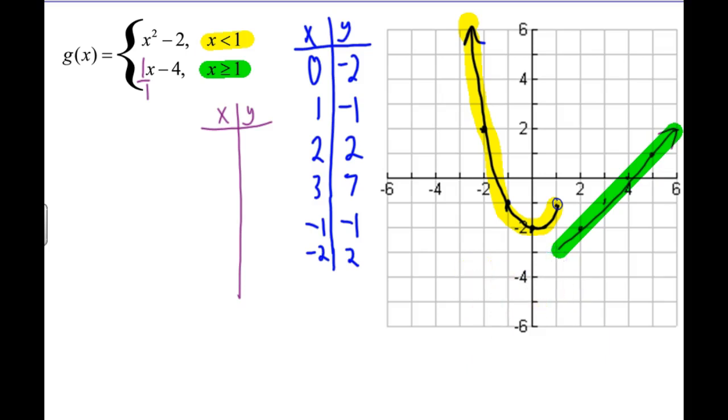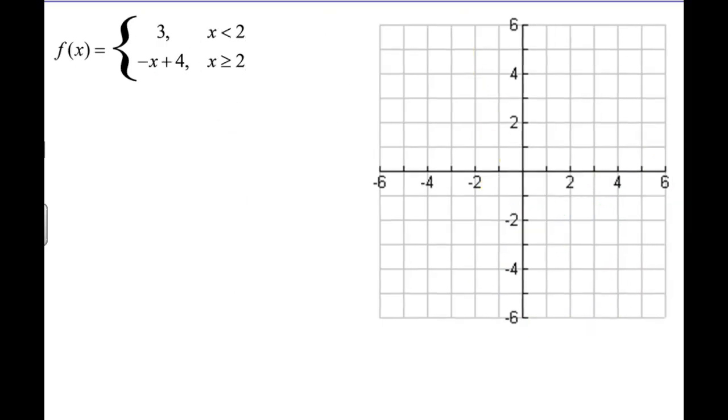Should I put an open or closed circle there? Let's see. That's a greater than or equal to. That means closed circle. So my graph's going to look something like that. Again, the pieces will not overlap vertically. They just won't when you do that.